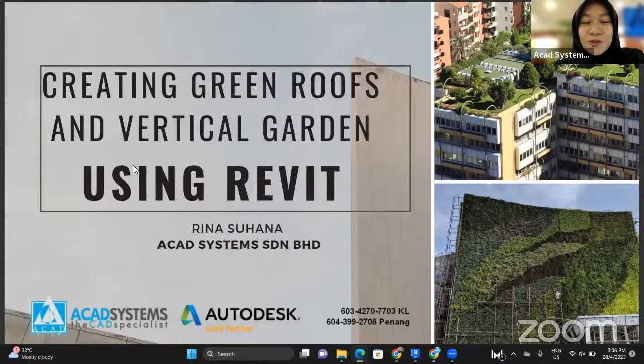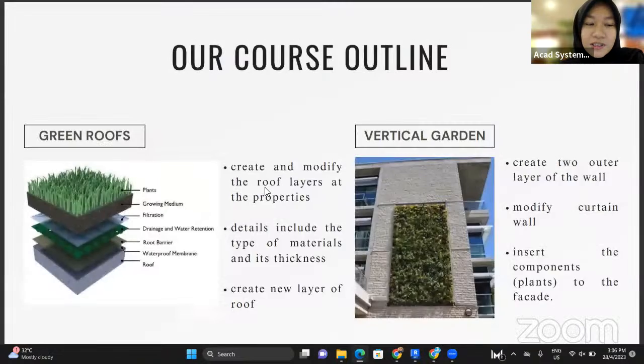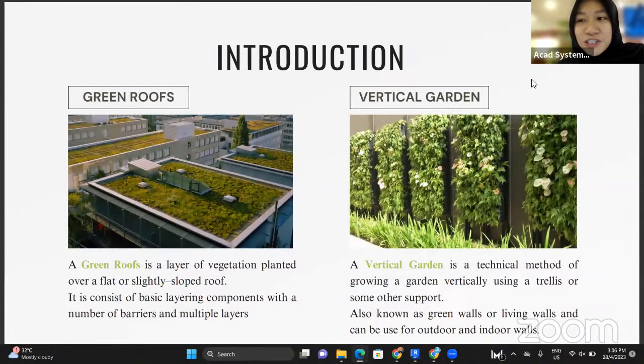Our topic for today is to create green roofs and a vertical garden by using Revit. For the introduction, a green roof is a layer of vegetation planted over a flat or slightly sloped roof, and commonly it consists of basic layering components with a number of barriers such as root barriers and also multiple layers.